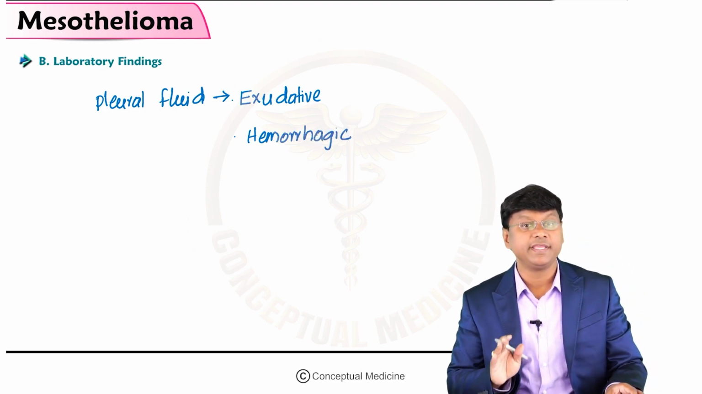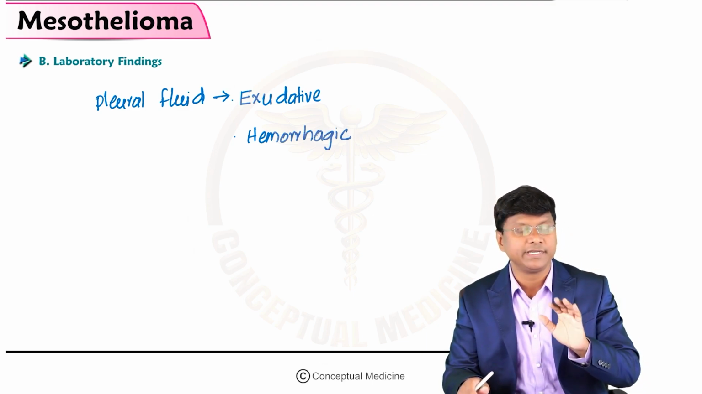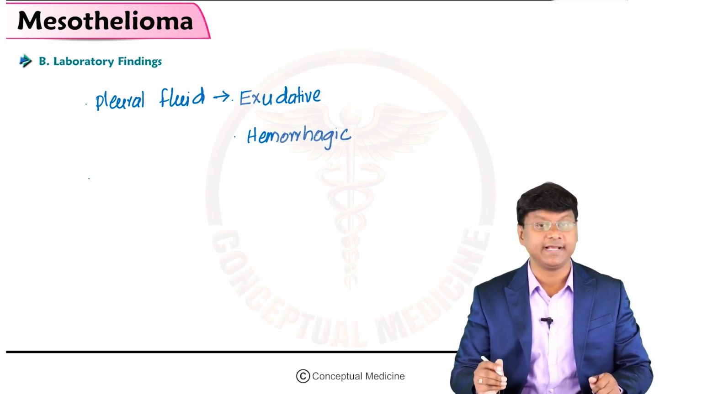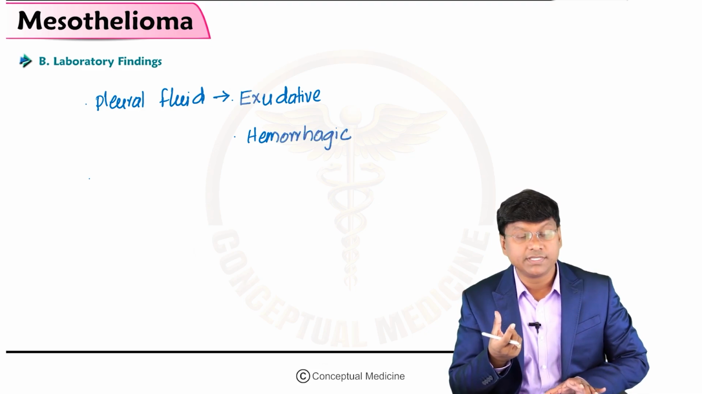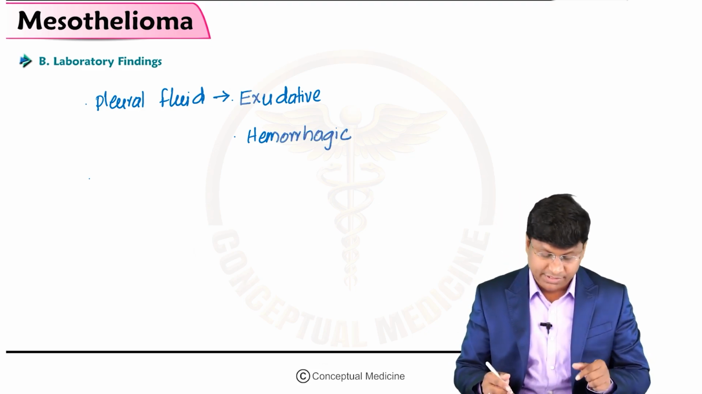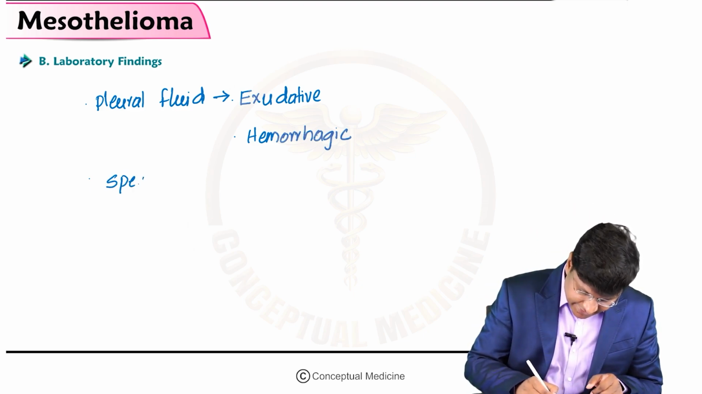Right, it is often hemorrhagic. And if you do cytological tests of the pleural fluid, they are often negative. Now, apart from the pleural fluid analysis, you need to do the histological diagnosis as well. And for doing the histological diagnosis, you require an adequate specimen. Right? And how will you take out this adequate specimen?